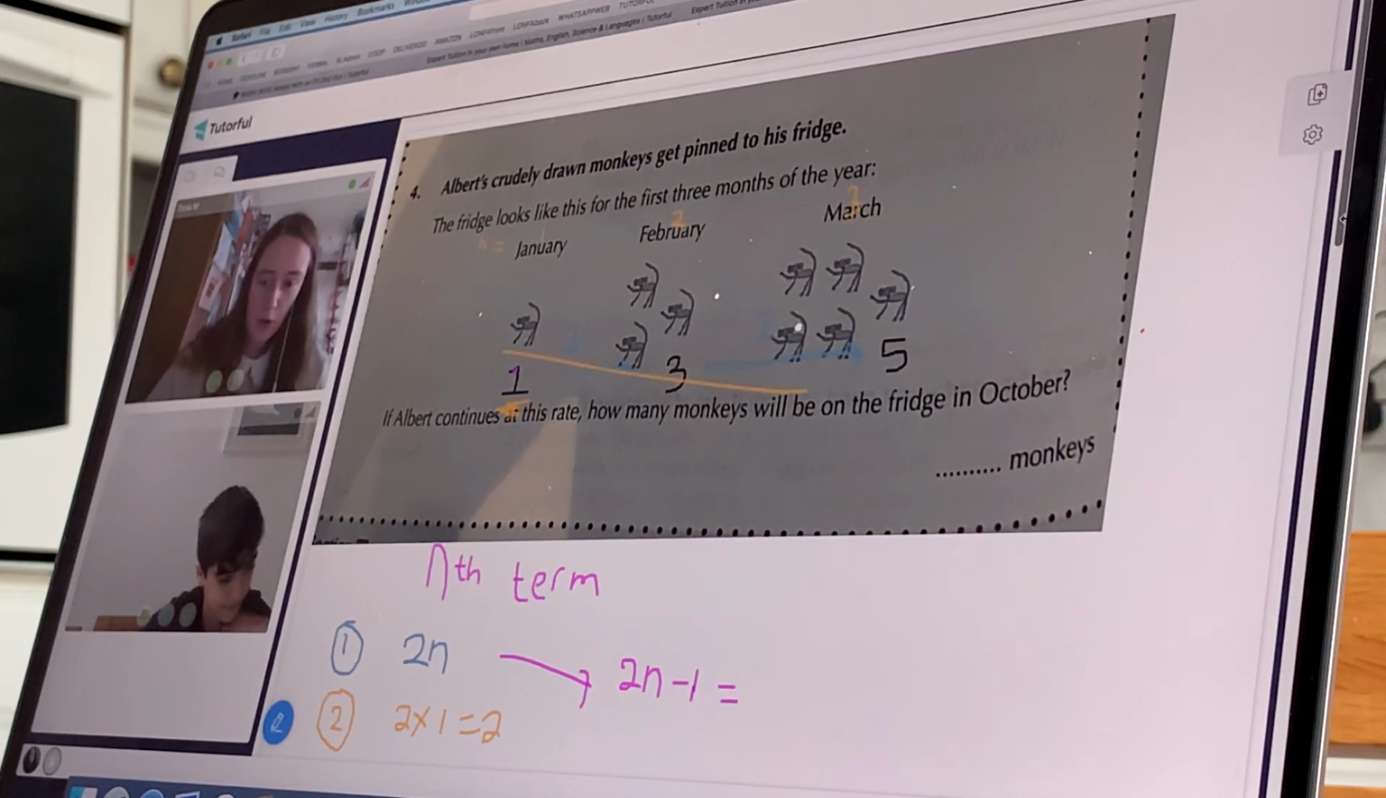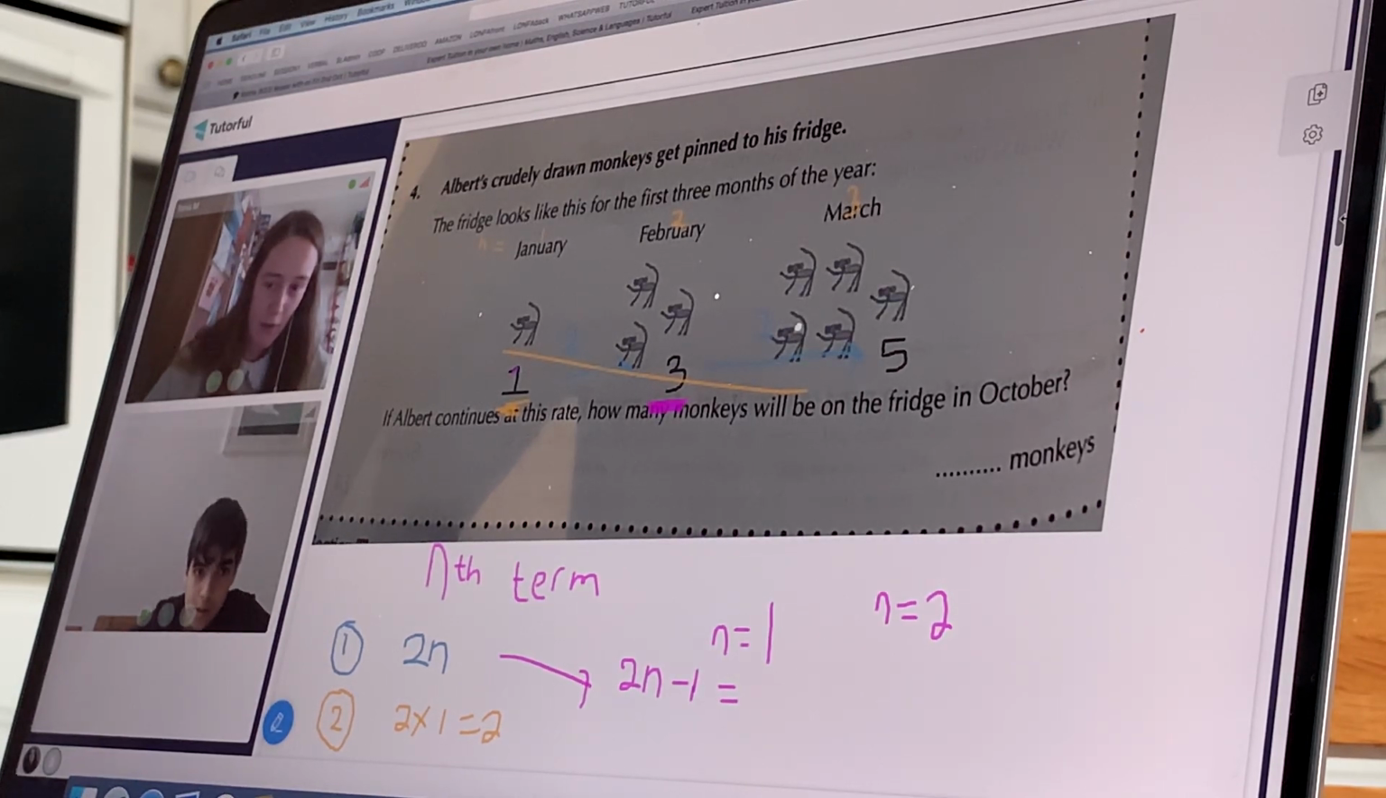Because now when we substitute n equals 1 in, we get 2 times 1 is 2, minus 1 is 1. That's January. Okay, let's try for February. n equals 2. We get 2 times 2, 4, minus 1, 3, which is what we get in February.